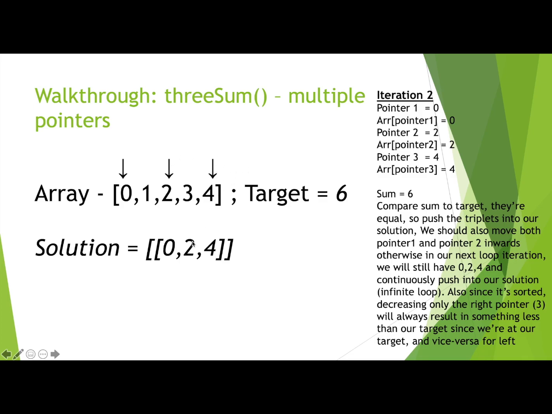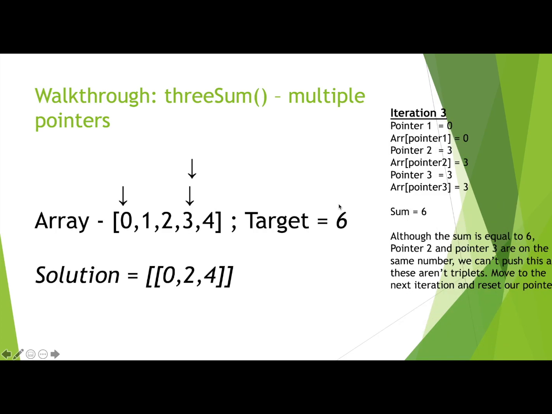So in this case where we push into our array, we want to move both our left and right pointers inward. This gives us the opportunity of bumping into a new combination that can also equal our target. Since we move both inward, they're overlapping now, and we can't really use this sum, even though 0, 3, 3 equals 6, because both pointers are on top of each other. So we're just going to break out of this because this is technically not a triplet. We're reusing a number here.